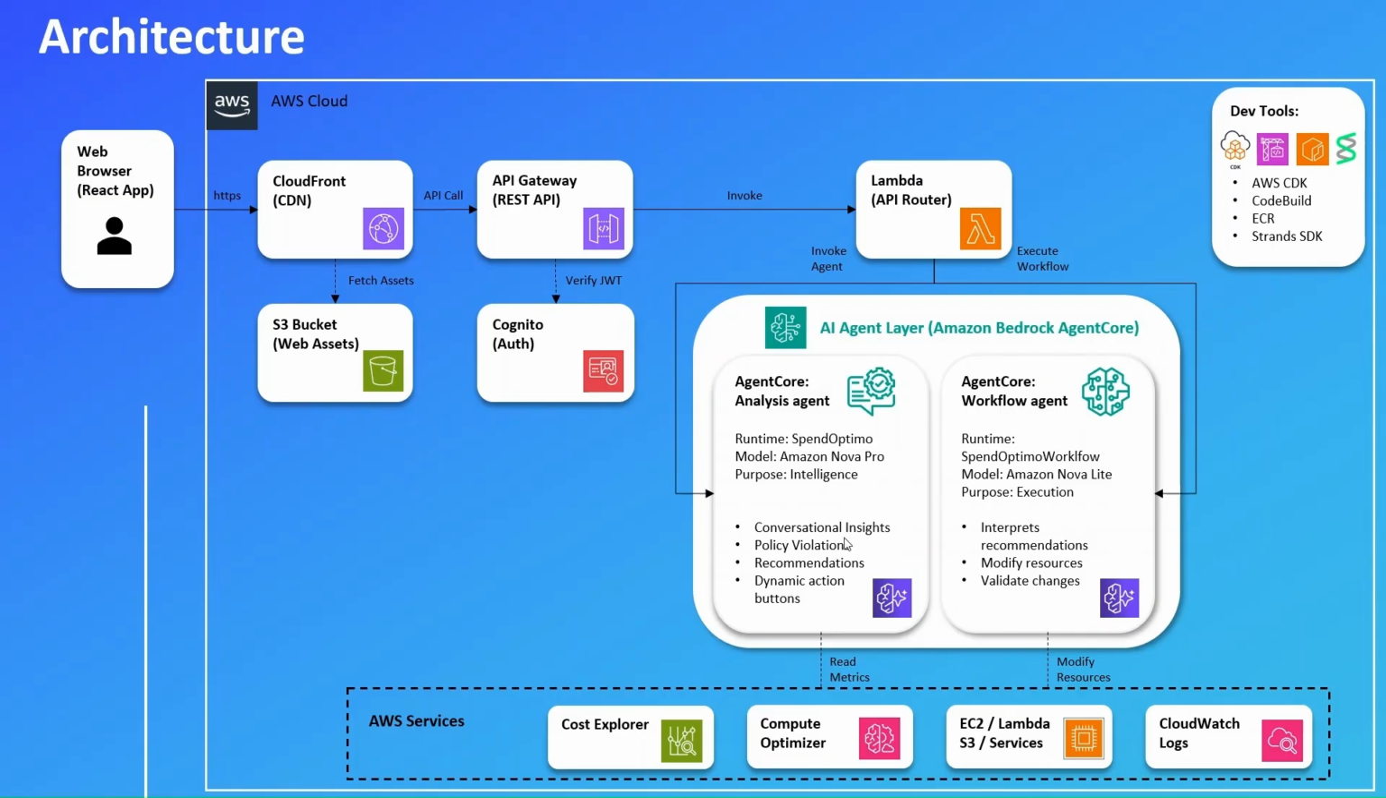Analysis agent is powered by Amazon Nova Pro. This is your FinOps expert. It queries AWS APIs, analyzes your resources against Cost Explorer and compute optimization data, applies your company's policy, and generates recommendations with realistic saving calculations. Then comes the workflow agent, which is again powered by Amazon Nova, but on the lighter version. The agent executes the optimization workflows, adjusts the resource, modifies, validates, and communicates back to the front end.